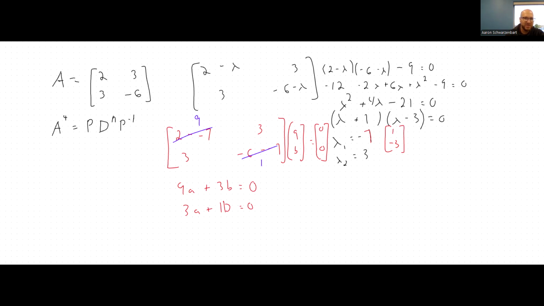I'm doing it over here. 2 minus 3, 3, 3, -6 minus 3. That's -9. This is -1. And showing this work is a good thing for the IB exam. In this case, A is 3, B is 1.